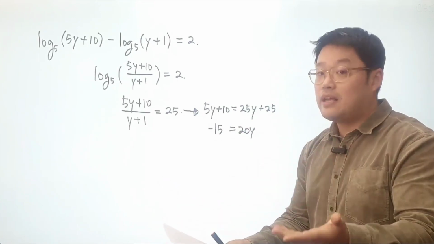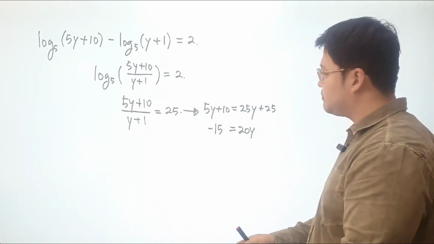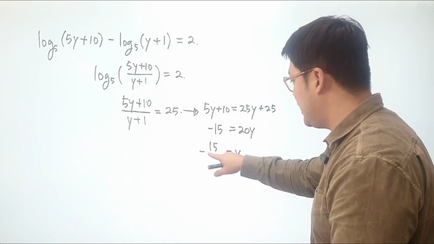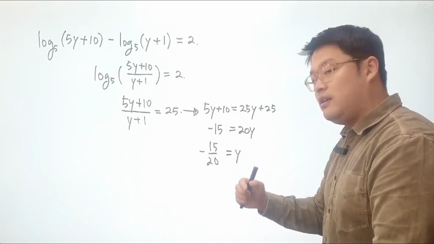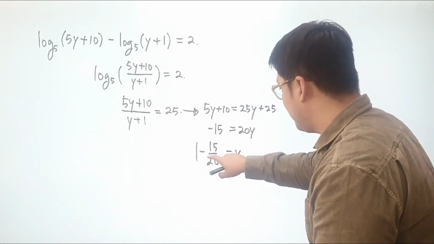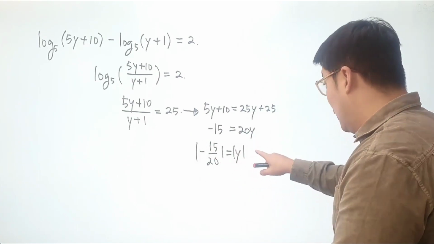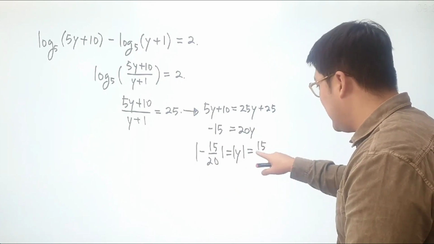Now, if we read the question carefully, it says you need to find the absolute value of y, where that can be written as a reduced fraction. So this would be y equals negative 15 over 20. But if I put absolute value here, you can check that the whole expression turns into 15 over 20.